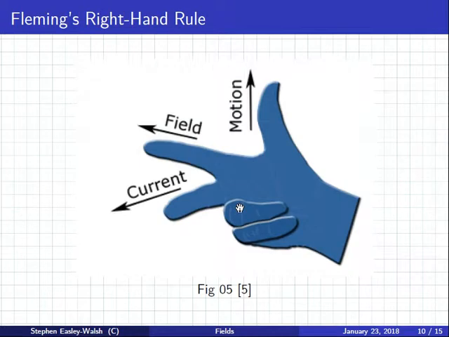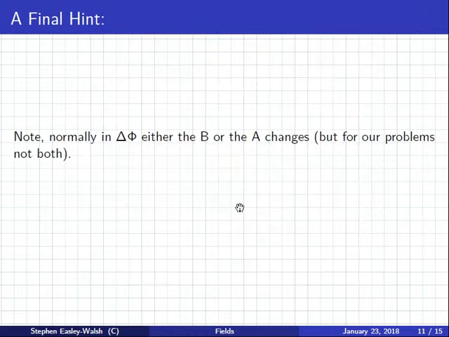Okay, so next, a little tip to help with these questions. Normally, when the flux changes, it's because either the B or the A changes, but for our problems, not both. They make this question a bit easier in the exam by changing only the B or the A in the formula BA equals flux. So what does changing the B or the A look like?